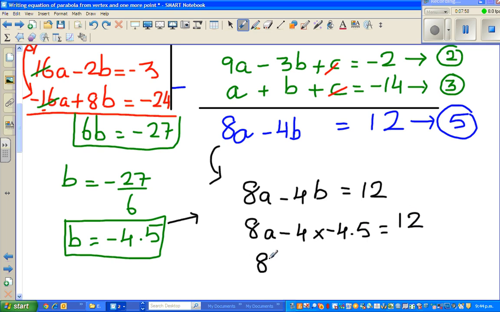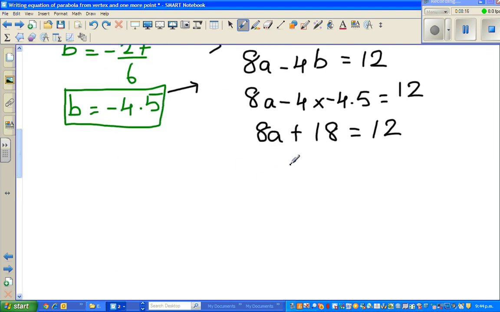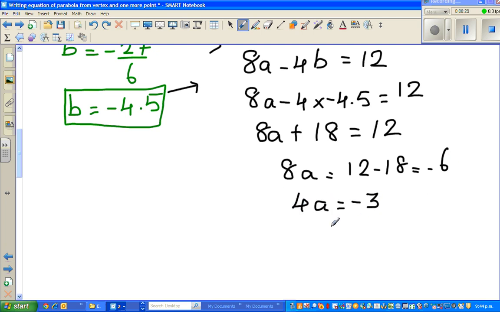So this is 8A, negative and negative makes positive. This is 18. Okay, double of 4.5 is 9, and then again doubling is 18. So that is 12. So I'm going to take away 18 from both sides. So 8A is equal to 12 take away 18, which is negative 6. So I can say 4A is equal to negative 3. So I'm going to divide both sides by 4. So that A is negative 3 over 4.